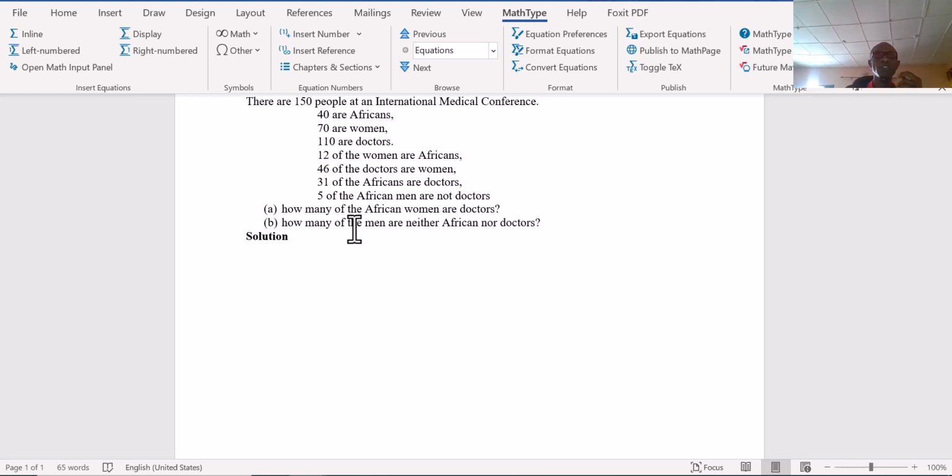40 are Africans, 70 are women, 110 are doctors. 12 of the women are Africans, 46 of the doctors are women, 31 of the Africans are doctors, 5 of the African men are not doctors. Now the questions are: 1. How many of the African women are doctors? 2. How many of the men are neither African nor doctors?